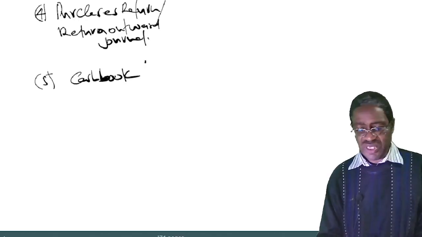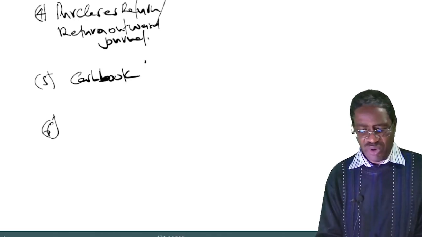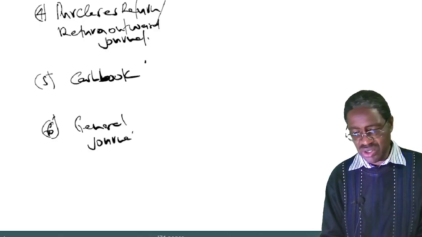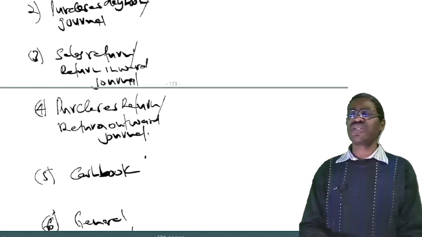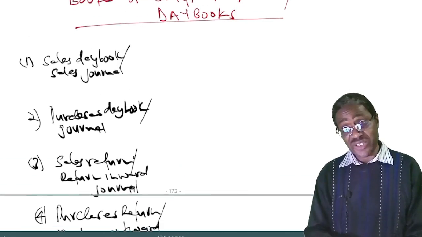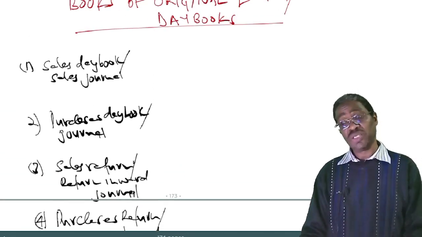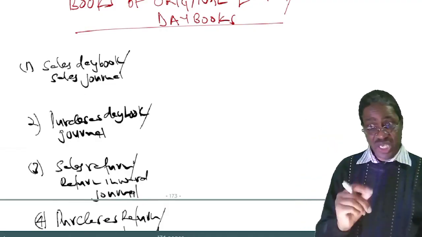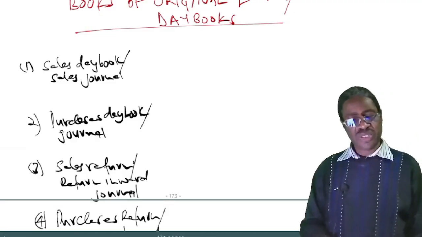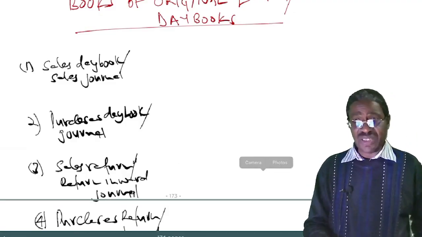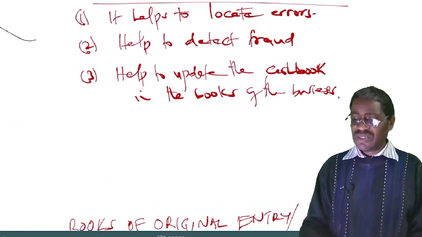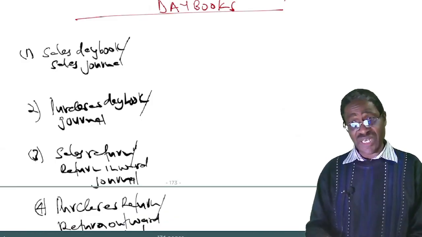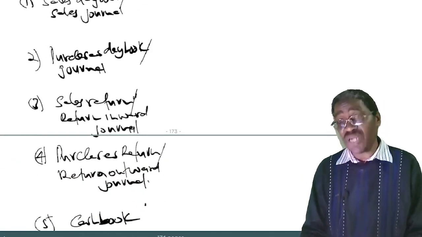Then number 6, we have what we call the general journal. So these are the different books of original entry. Each book has its own purpose. It's obvious, as I've been listing, some of you can even now tell what the purpose of some of these journals is. Okay?